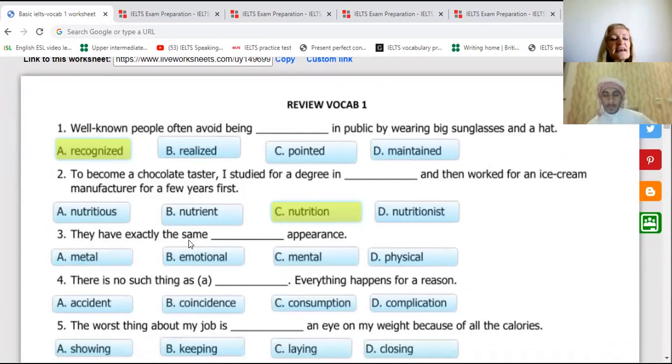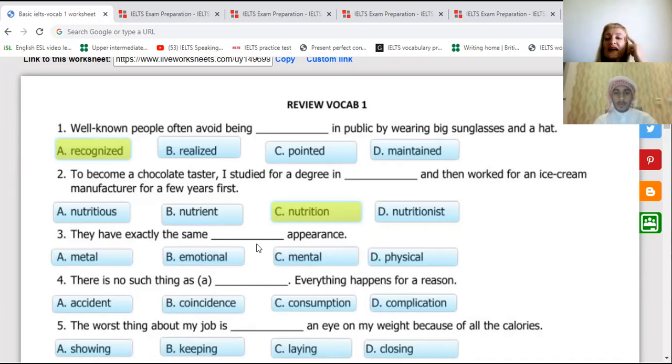They have exactly the same appearance. I'm sure you know that appearance means looks. They have exactly the same looks, the same appearance, either mental, emotional, or physical appearance. You can't have a mental appearance because you can't look inside somebody's head and see their brain or their mental state, right? So it can't be mental. It's not going to be metal, because if we're talking about clay people, they're not made of metal.